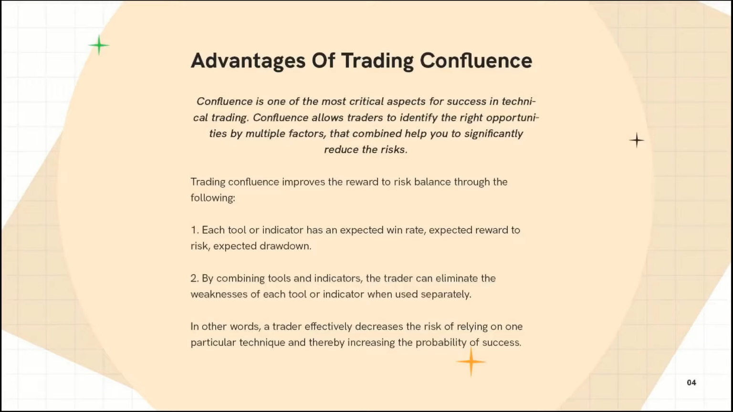You see, some people place a trade with a 30 pips stop loss and 20 pips profit. How do you calculate such risk? That is not even up to a 1-to-1 risk to reward ratio. When using confluence, it's going to help you reduce your risk, whereas you'll be using like a 20 to 10 pips stop loss, and you'll be aiming for profits such as 50 pips and more. Trading confluence improves the reward to risk balance through the following process.